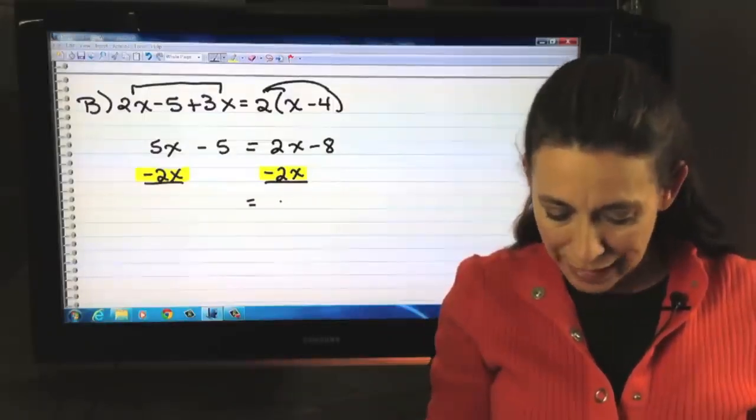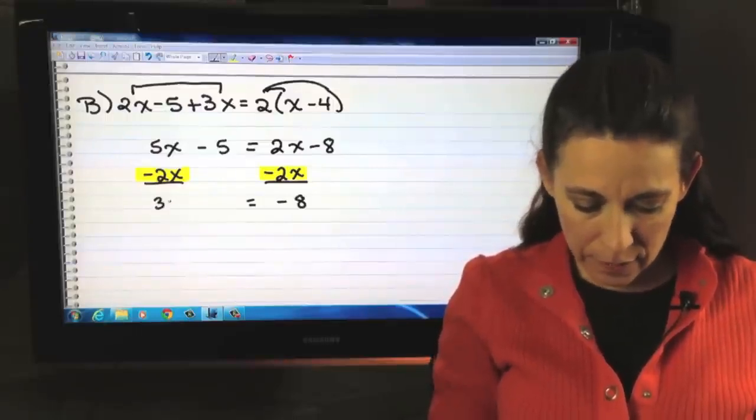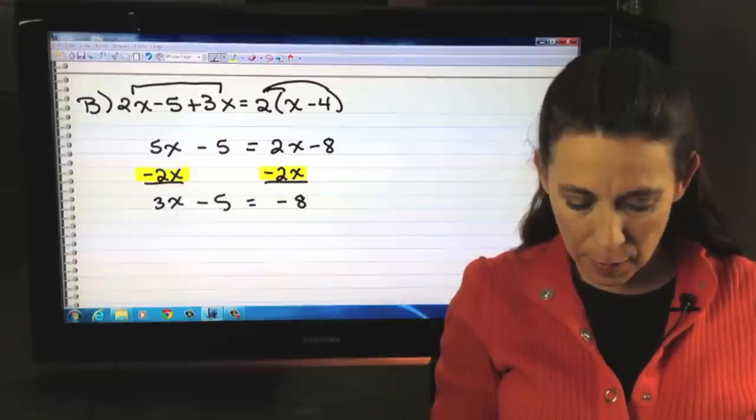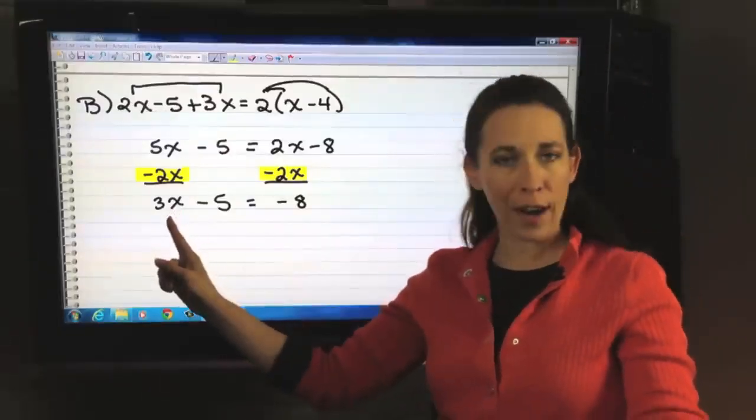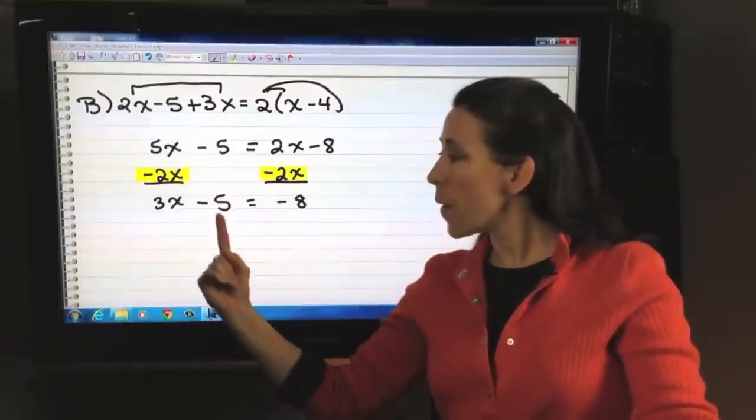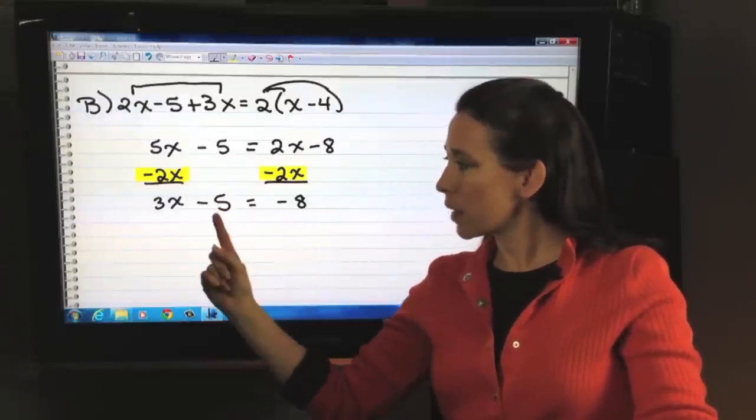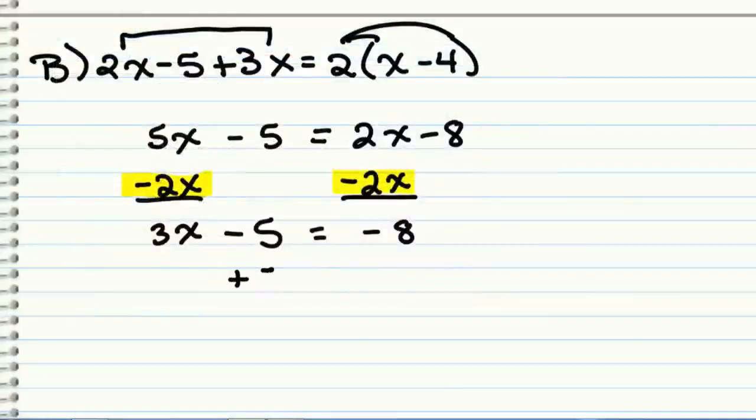So we'll be left with a negative 8 on the right-hand side, and on the left, that gives us a 3x minus 5. So now we're getting closer. You see only one x now. It's over there on the left. So let's get the constants together. Let's go ahead and move this 5, undo that subtraction using addition.